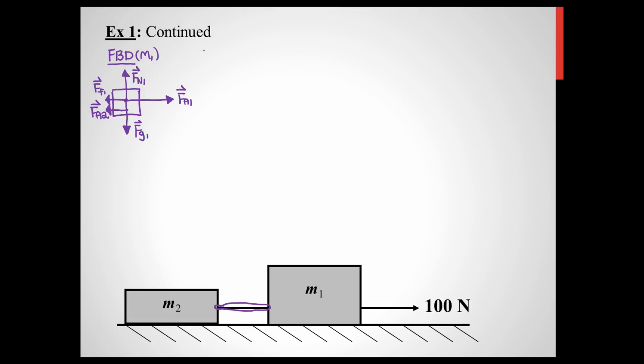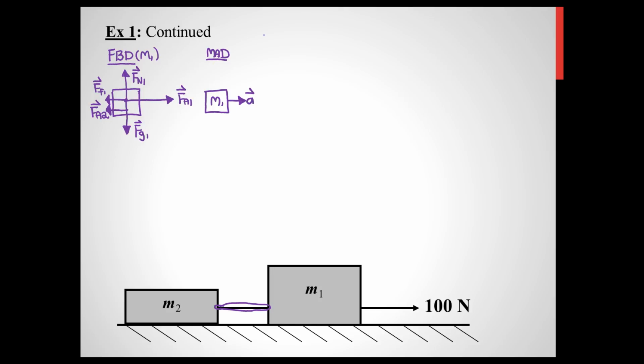Before I get into the free body diagram of M2, let's do a mass acceleration diagram first. So MAD, M1, and the direction of acceleration is going to be towards the right.